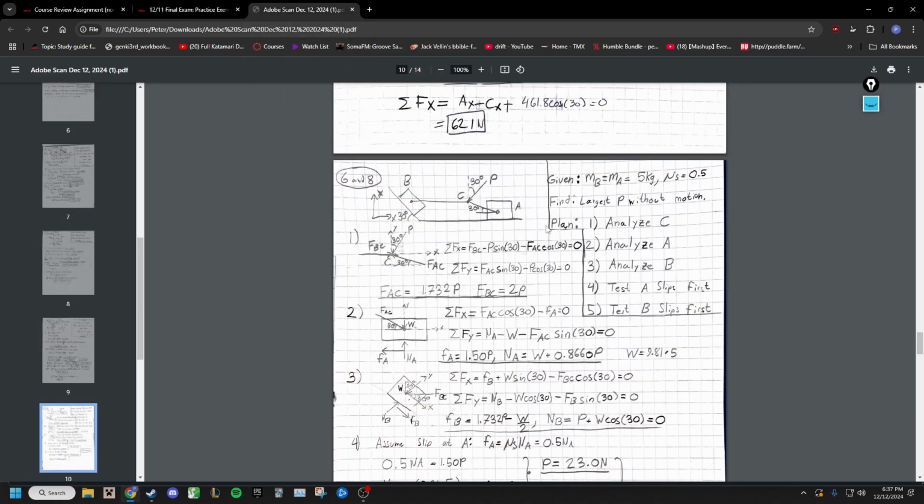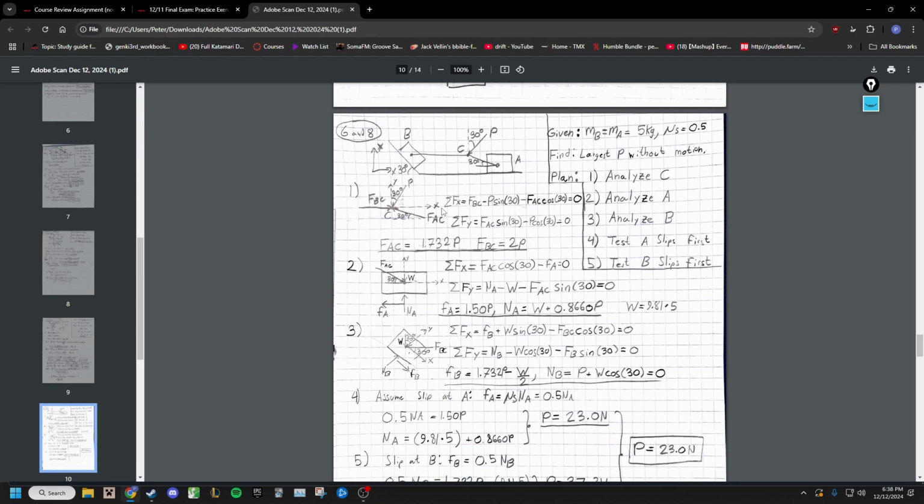We first have our givens, MB equals MA equals 5 kg, and the coefficient of friction equals 0.5. We first analyze C, and we just do the equations of equilibrium, and then we put things in terms of P. We find that FAC equals 1.732P, and FBC equals 2P. And since this is static, we act like this force here is like tension, where it pushes out on each side equally.